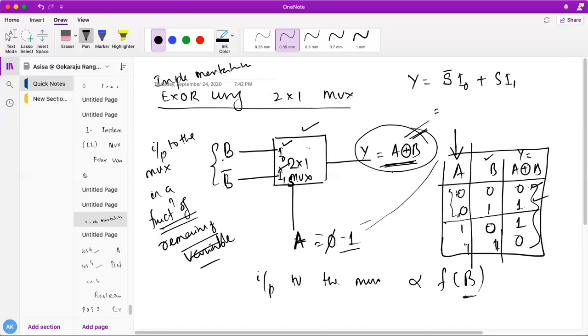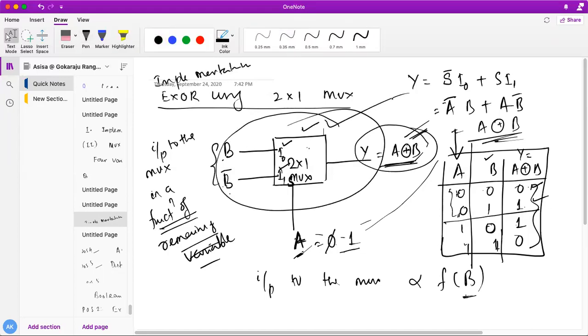Okay, what is S bar? S bar is nothing else. I have taken A bar. I0 is nothing else my B, or S is nothing else my A, I1 is nothing else my B bar. So this is nothing else A XOR B. Have I got this expression? If my connection to the 2x1 mux is like this, I will be achieving the XOR gate actually. Okay, any doubt on this?